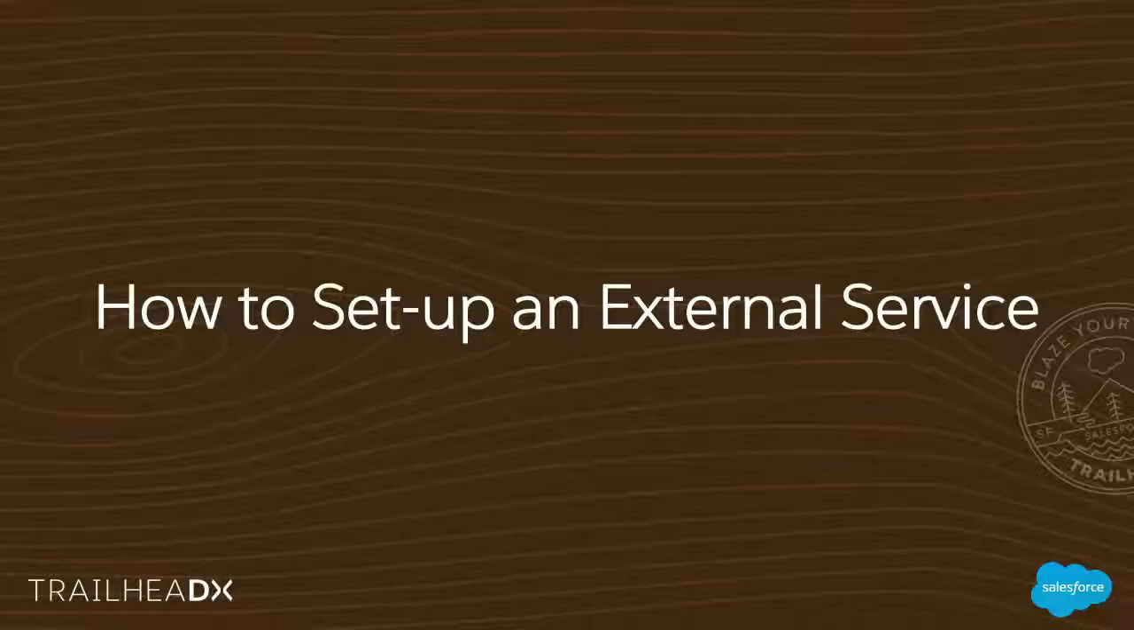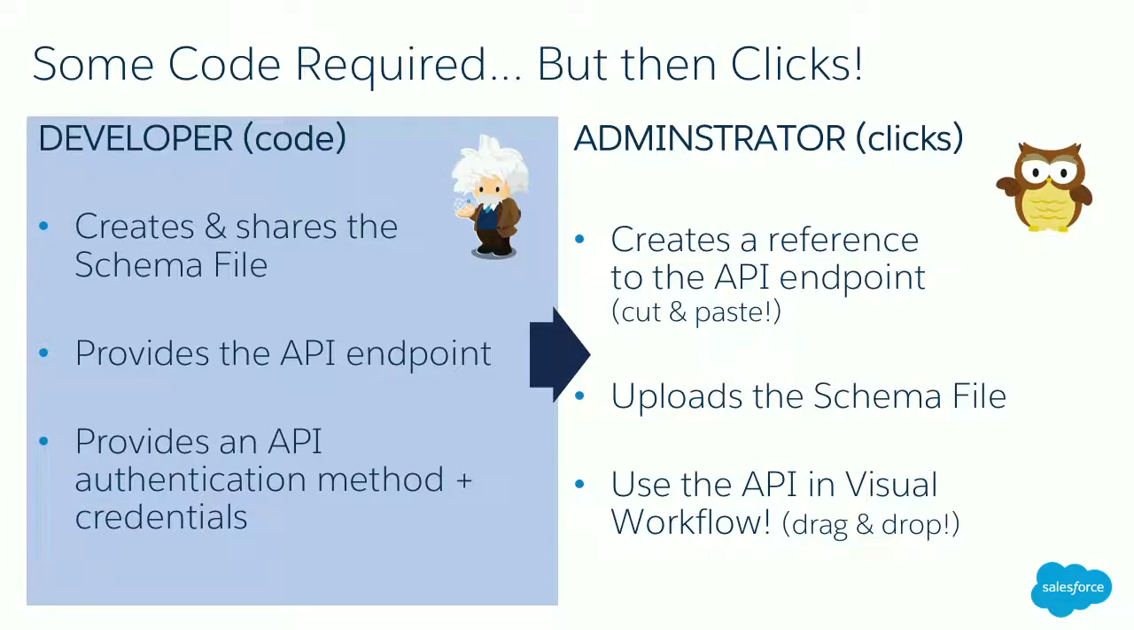But for now, the way this works, to set up an external service, if you're a clicks admin, not a code admin, and you don't want to write Apex, you do need to involve a developer, probably. Unless you're able to find one of these schema files in a community online, you just reach out to one of your developers on your dev team who built your company's API. The developer's role is code. So he or she creates and shares the schema file with you. They also provide the API endpoint so that you know what to point to. And they give you some form of authentication. You guys just agree on what the authentication is and you get all the necessary credentials.